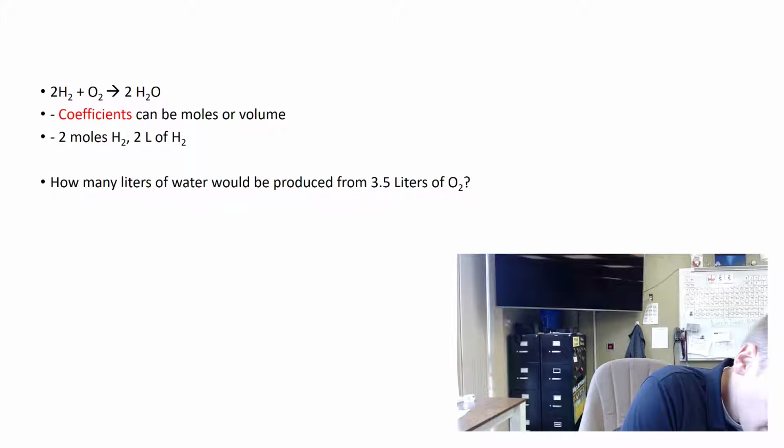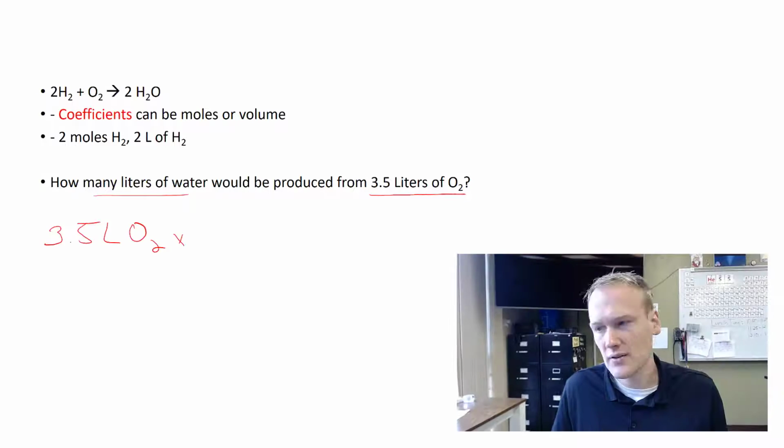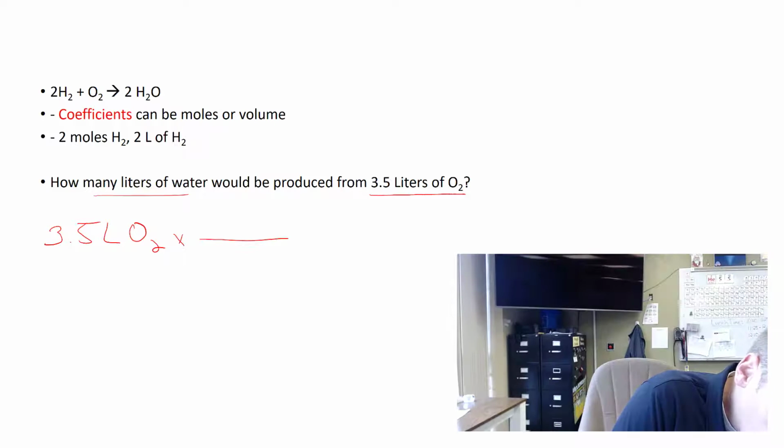So if you look here at this problem, we have 2 moles of hydrogen, 1 mole of oxygen, and 2 moles of water vapor. This wants us to know how much water vapor will be produced from 3.5 liters of O2. We can go from liters of O2 directly to liters of water because we know that 1 mole of each will take up 22.4 liters. So we'd put liters of oxygen on the bottom, and we put liters of H2O on the top. And then we just use our mole ratio.